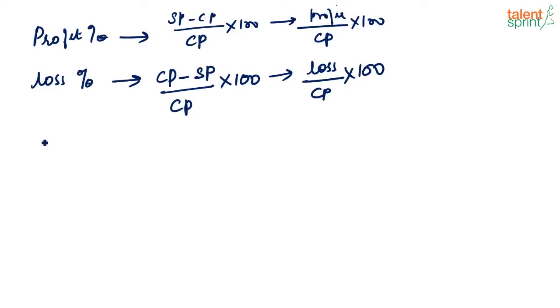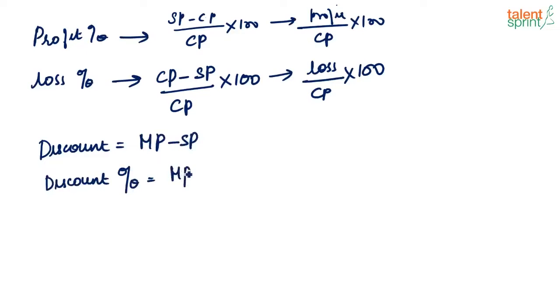Now, next what did we learn? We learned what is discount. Discount, we learned, is nothing but equal to marked price minus the selling price. Now, what is discount percentage? See, I just told you discount is always calculated in terms of the marked price, so discount divided by the marked price into 100. This is how we calculate discount percentage.